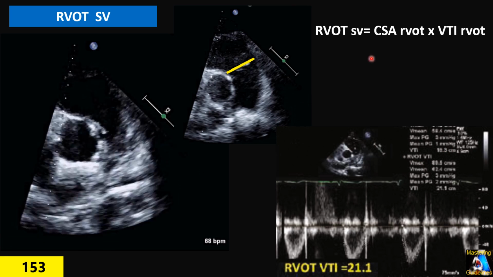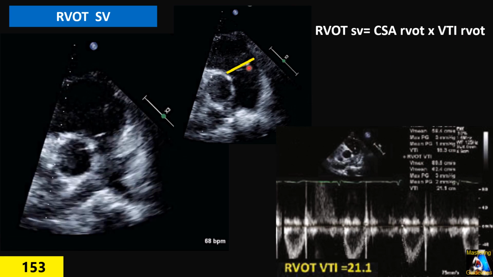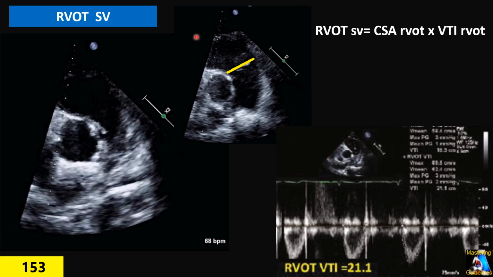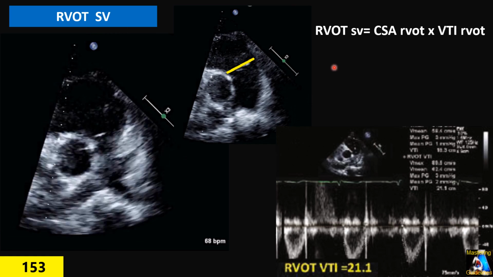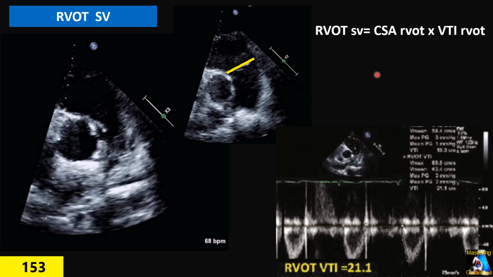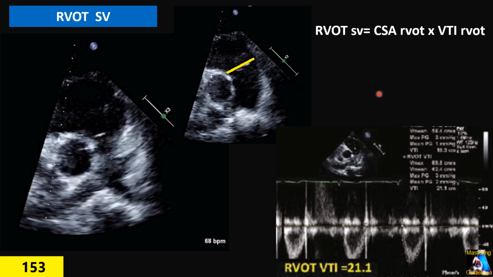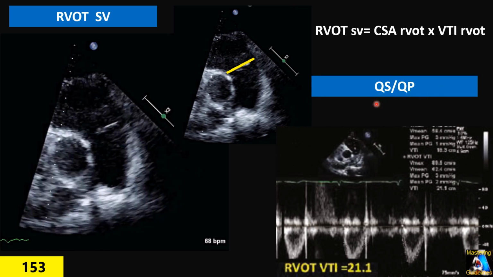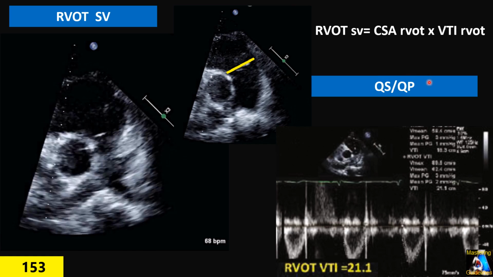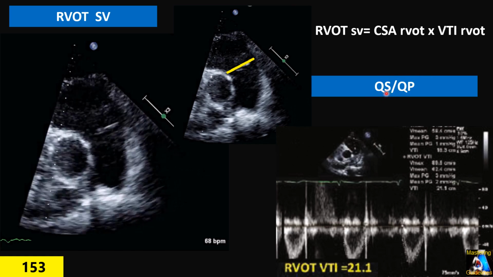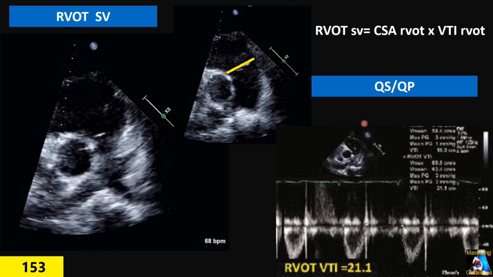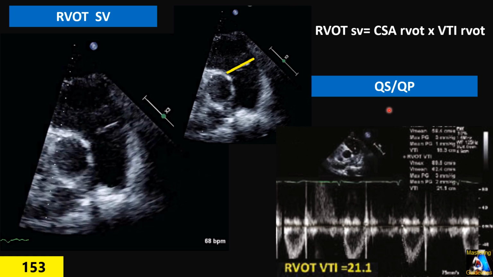If we don't use CAL, we can use this formula. Based on those numbers put in this formula, we can arrive at the right ventricular outflow tract stroke volume, or right ventricular outflow tract volume, which we can call QP, the pulmonary flow. And with this formula, the ratio of systemic flow to pulmonary flow, it tells us whether there is an intracardiac shunt, right to left or left to right, or not.